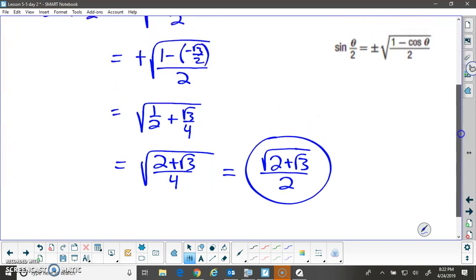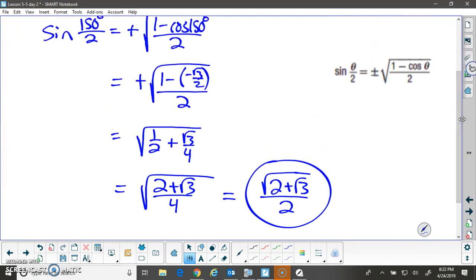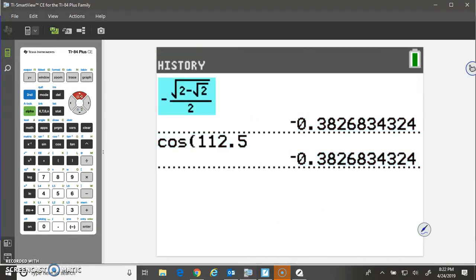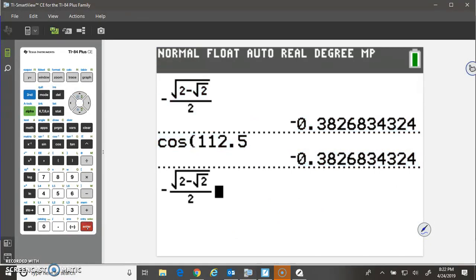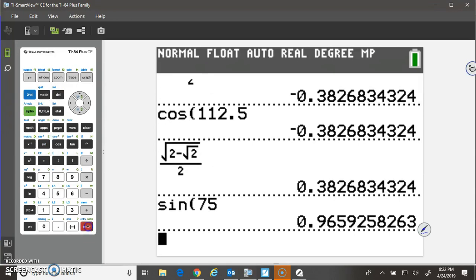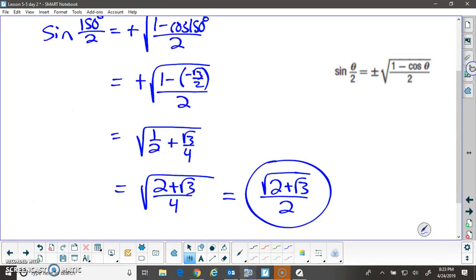And that should be the same thing as we had earlier, except it's not going to be negative. So if I go up here and grab this, and if I just eliminate that negative sign in front, and then hit enter, you can see we get 0.38. And if we compare that to the sine of 75 degrees, which was originally given, we get, whoa, did I type in the wrong thing? Sine of 75 degrees.